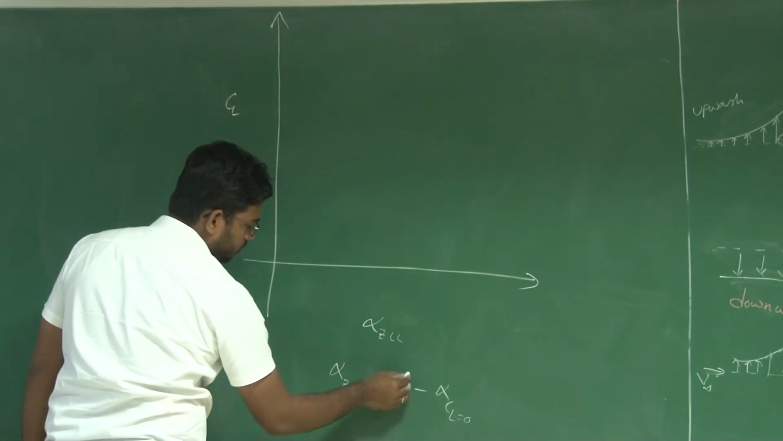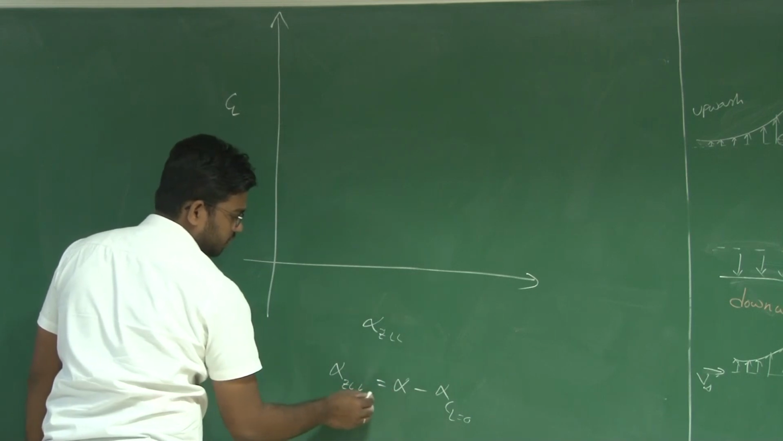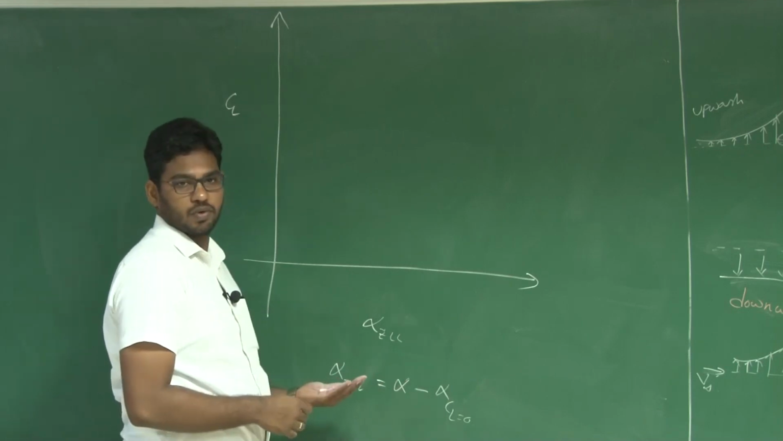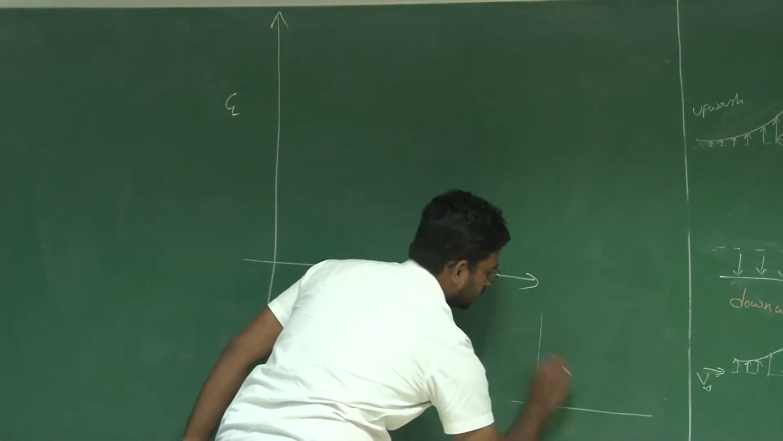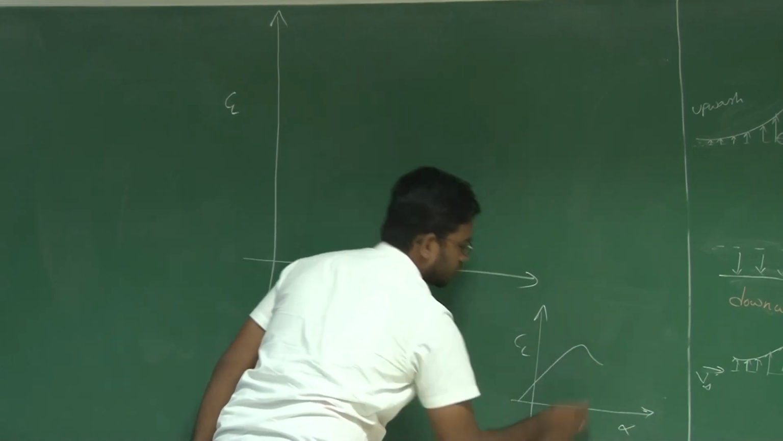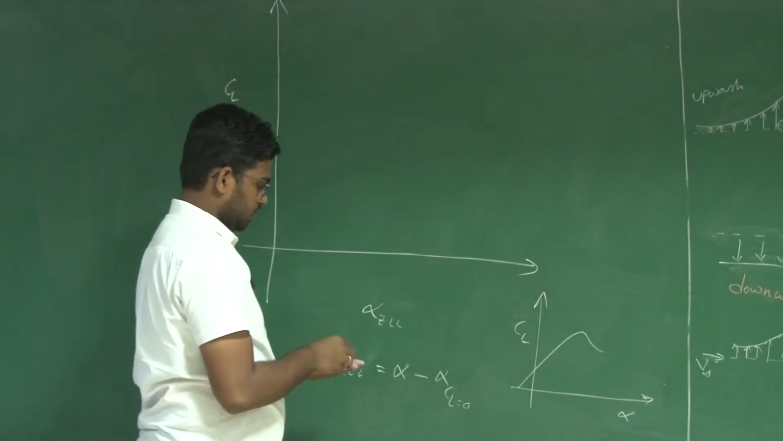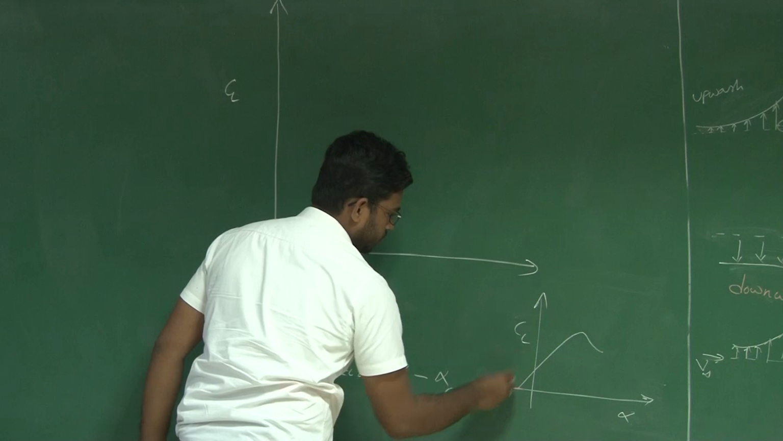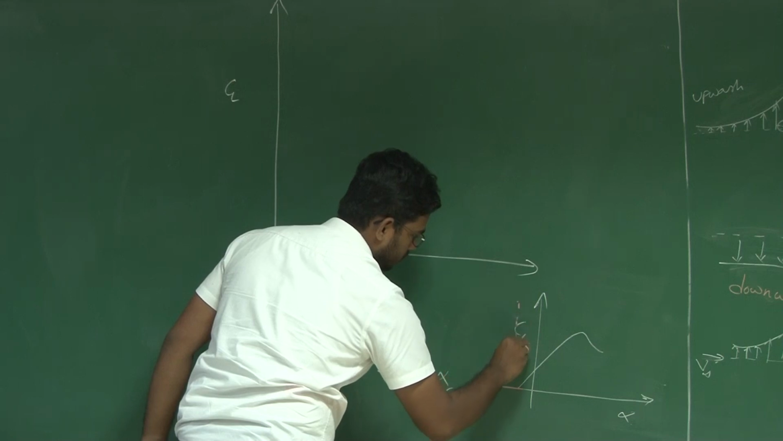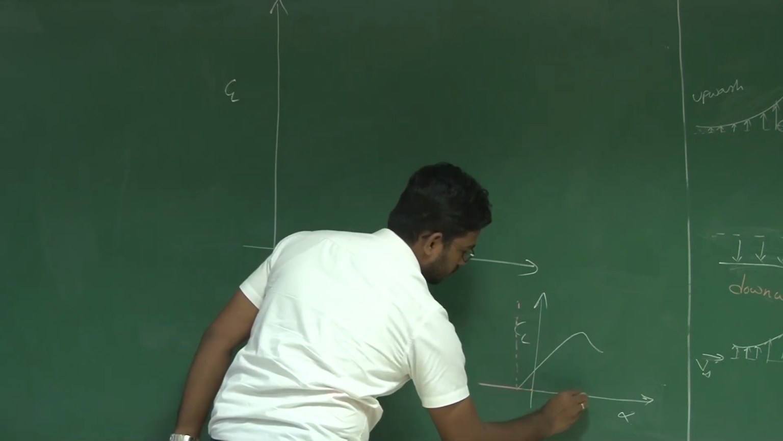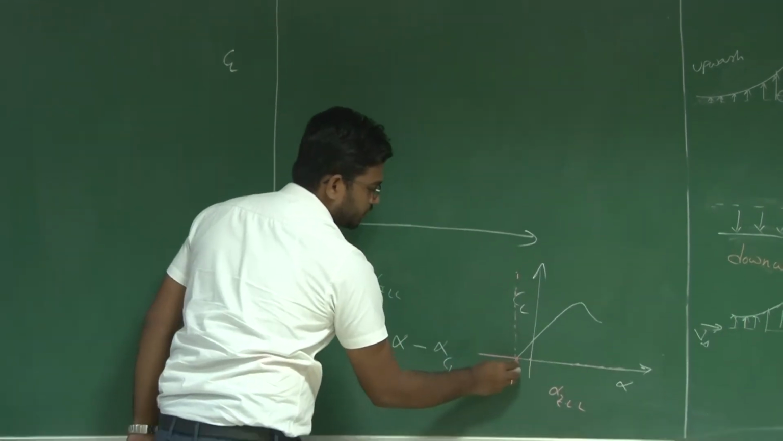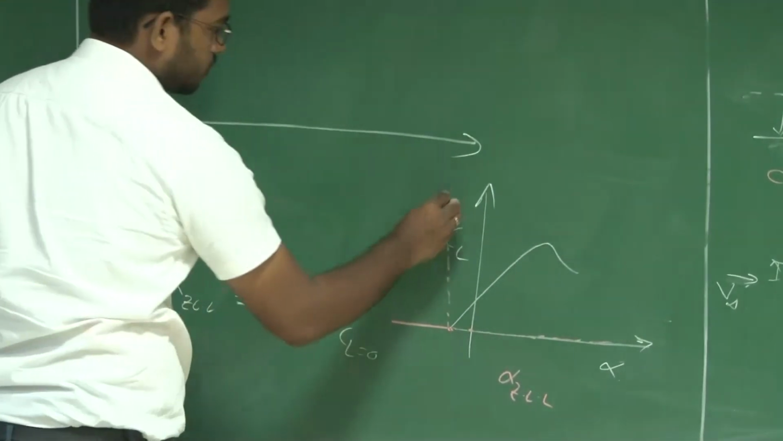Now, what is this minus here? Because we are actually shifting the y axis. For example, if this is my CL and alpha with respect to the chord line, now with respect to the zero lift line, alpha zero lift line will be 0 when CL is equal to 0.